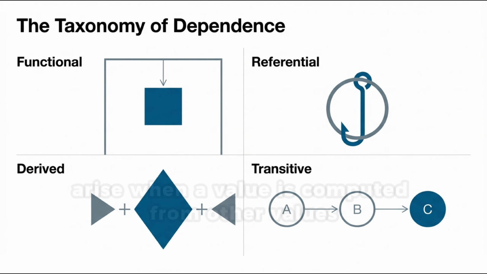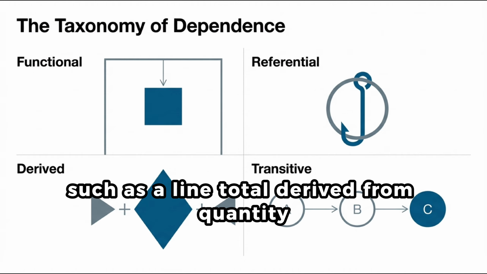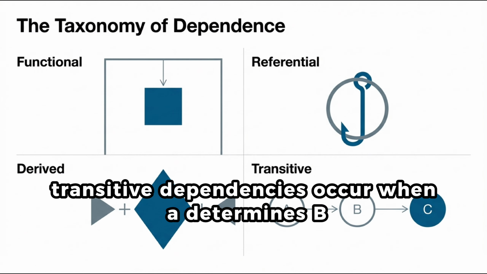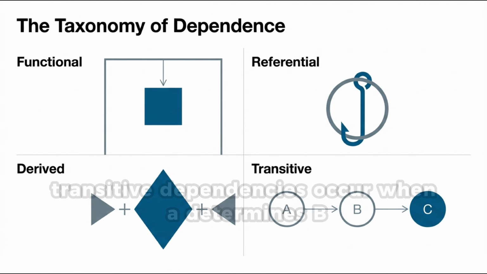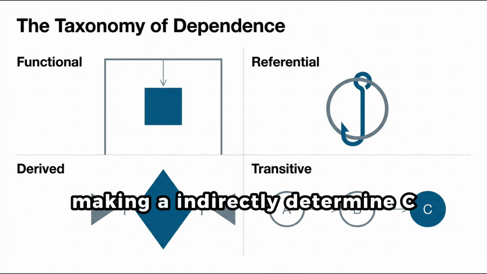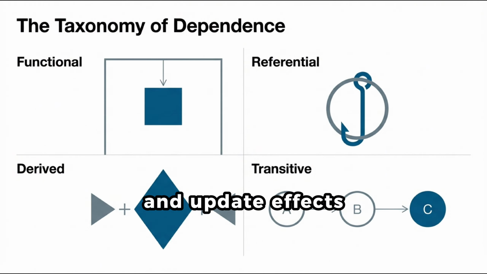Derived dependencies arise when a value is computed from other values, such as a line total derived from quantity multiplied by unit price. Transitive dependencies occur when A determines B and B determines C, making A indirectly determine C. These are important when reasoning about normalization and update effects.